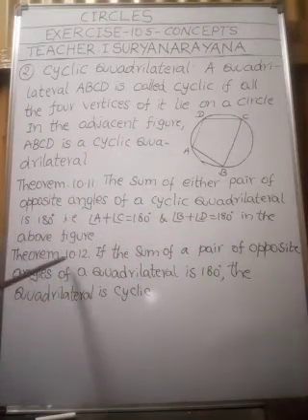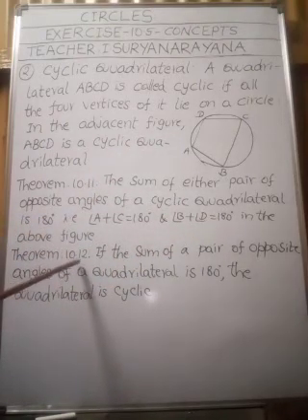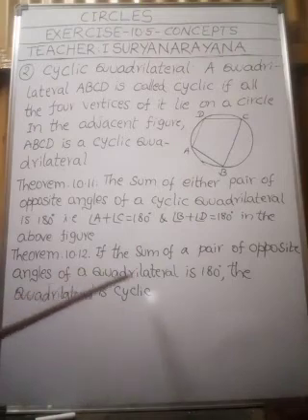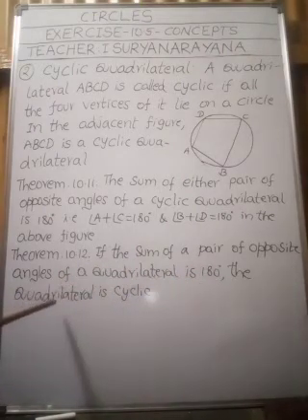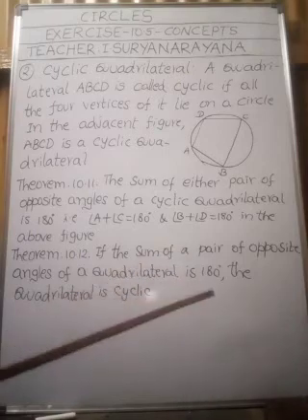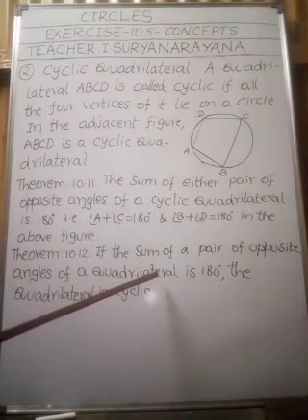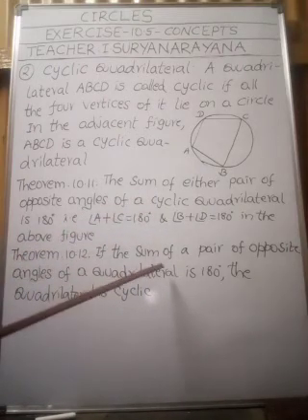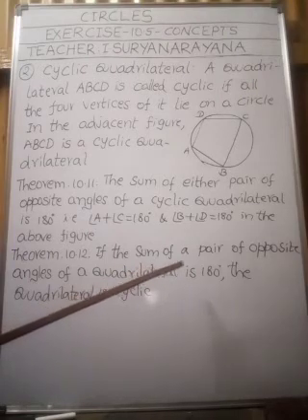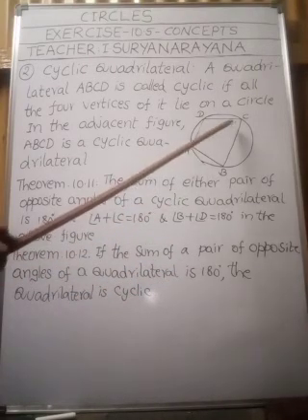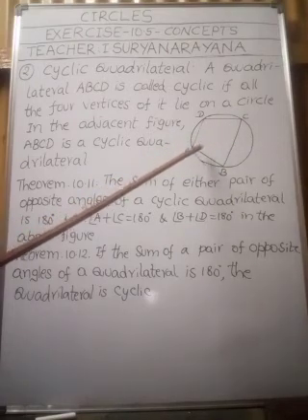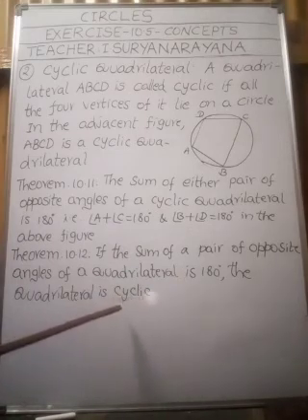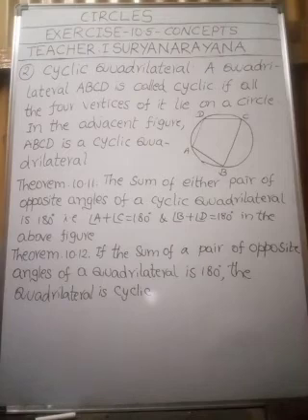Right. Now come to theorem 10.12. If the sum of a pair of opposite angles of a quadrilateral is 180 degrees, the quadrilateral is cyclic. This is just the converse of theorem 10.11. In a quadrilateral, if the sum of a pair of opposite angles is 180 degrees, then the quadrilateral is said to be a cyclic quadrilateral. Understood this point, my children?